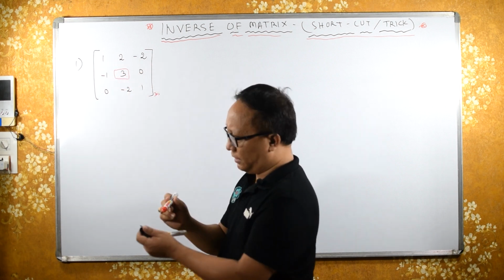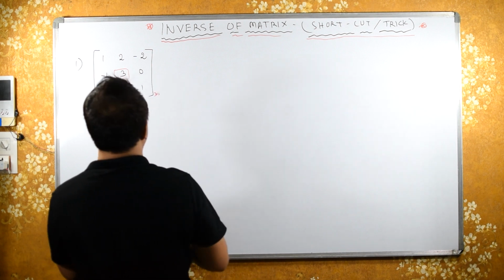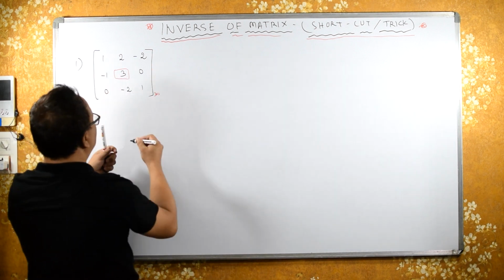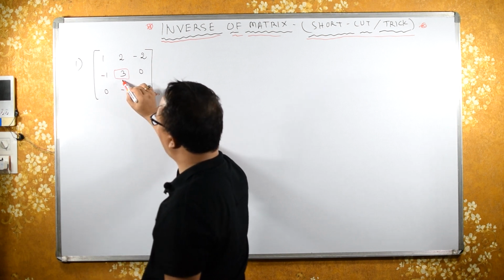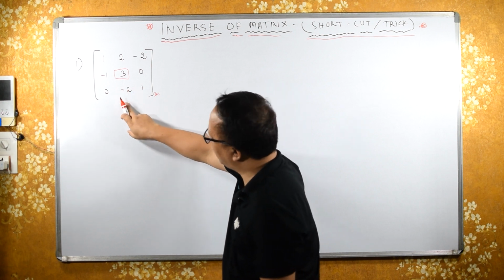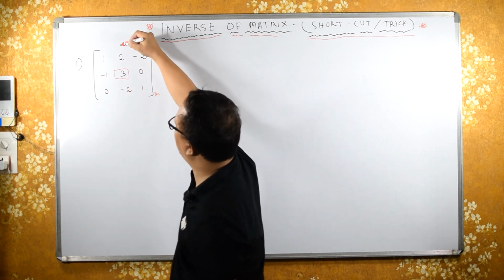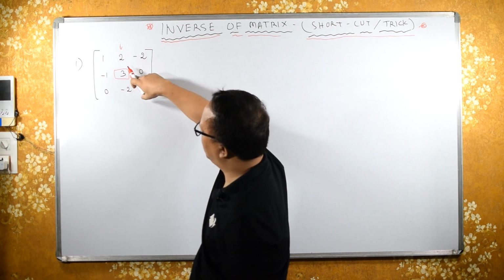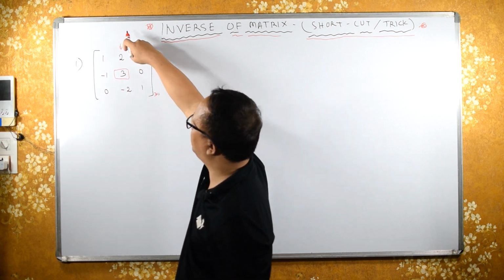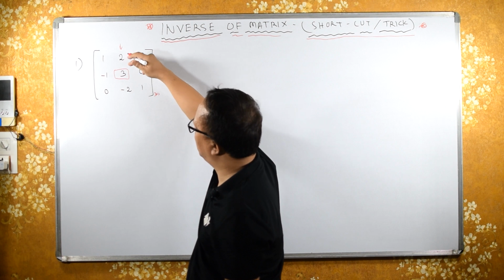Now consider these 3. Now 3. If you go down over here, next to 3 is what? -2. Now if you want to go down over here, then you have to come over here like this. 3 down, -2 down, and 2 down, 3.